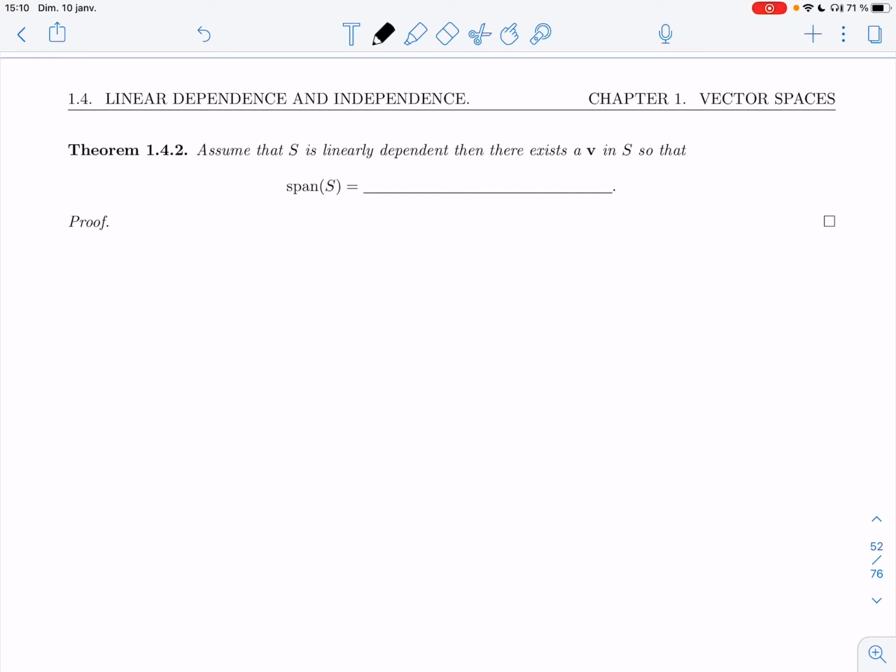Welcome back. In this video, we'll be looking at Theorem 1.4.2. It says that if S is linearly dependent, then there exists an element V in S so that the span of S is the same thing as the span of S without V. Right, so we want to say that if it's a linearly dependent set, some of its vectors are redundant, and you could remove at least one from the set of generators and still get the same span. All right, let's prove this.